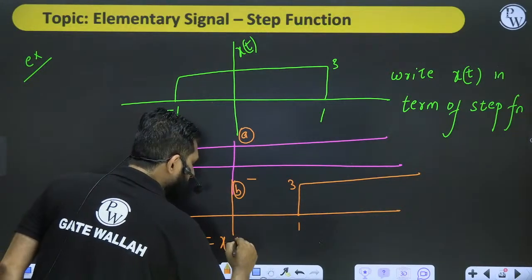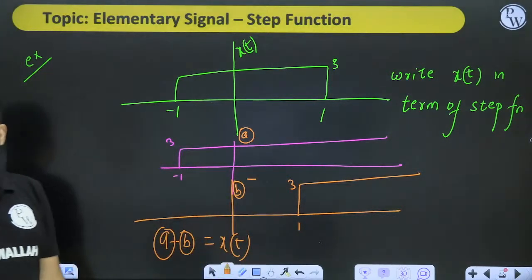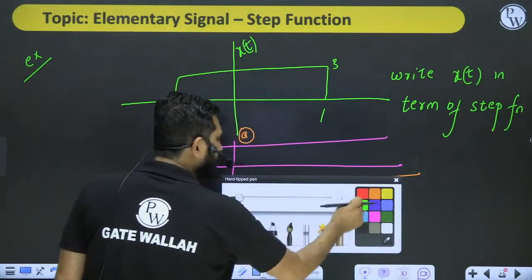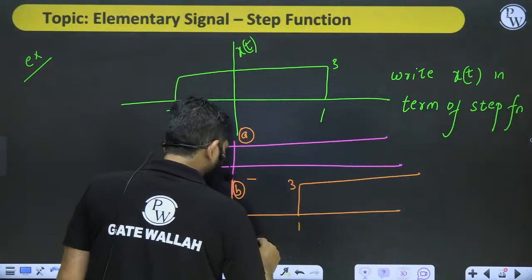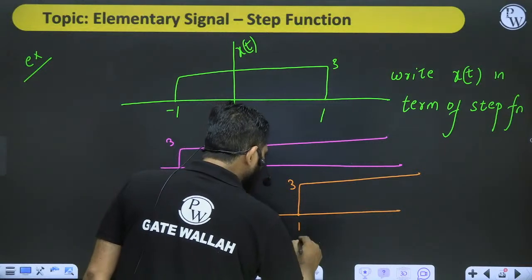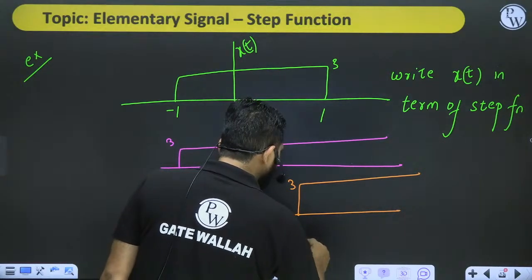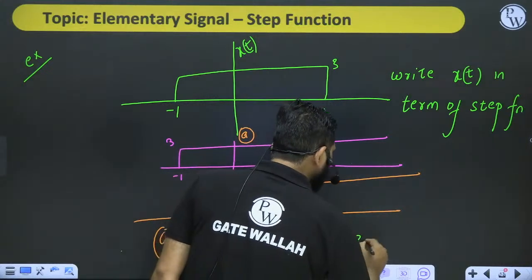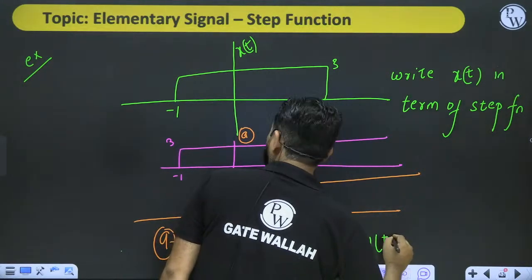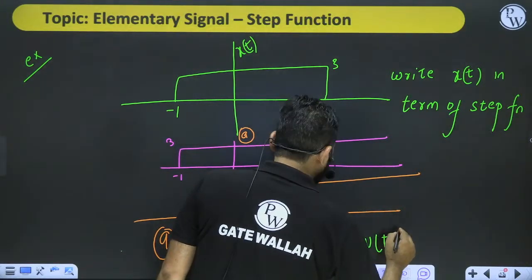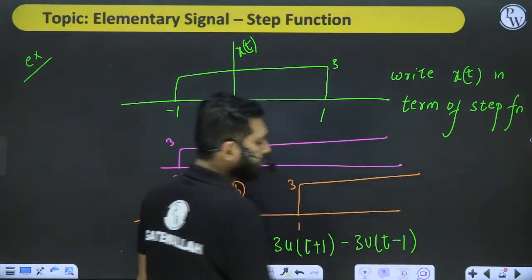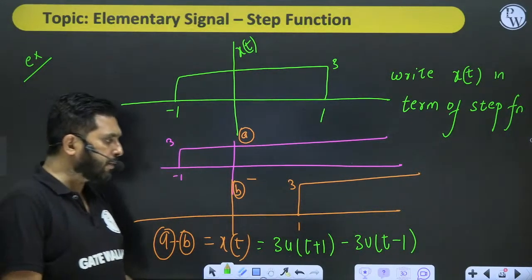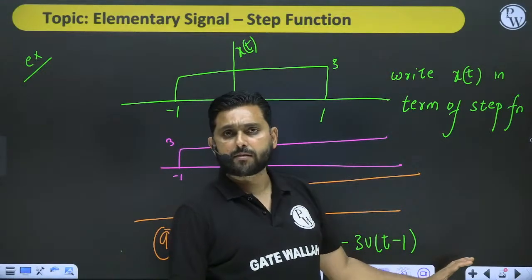x of t. A minus b is your x of t. This means it is 3u(t+1) minus 3u(t-1). So 3u(t+1) minus 3u(t-1) is what my x of t is.